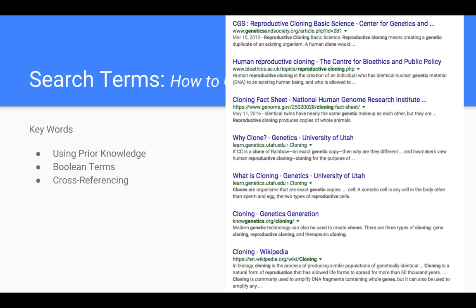the one towards the bottom that says cloning genetics generation, and I see in that blurb there's something called therapeutic cloning. I didn't know anything about that, so I might be able to type that into another keyword search to learn what that is and see if that would be applicable to what I'm researching. And again, that's called cross-referencing. That's when I'm using the results to help find better results.